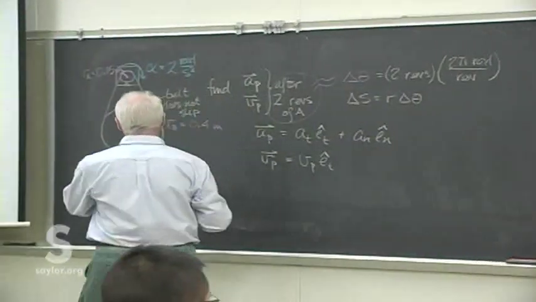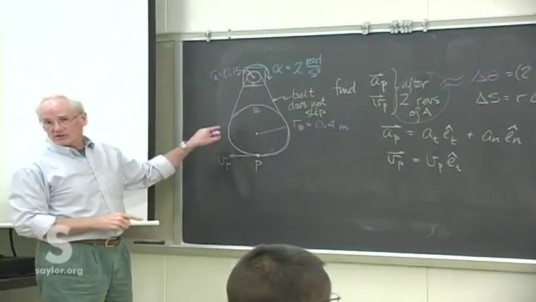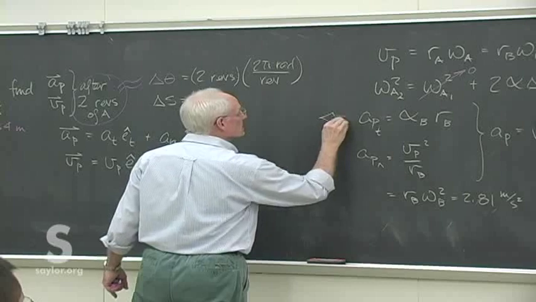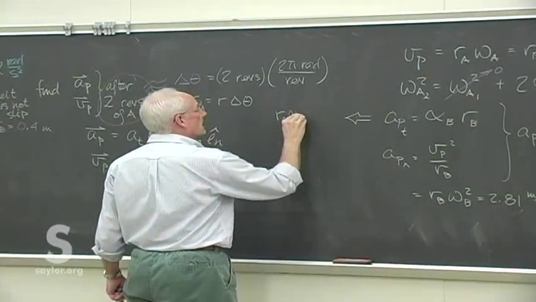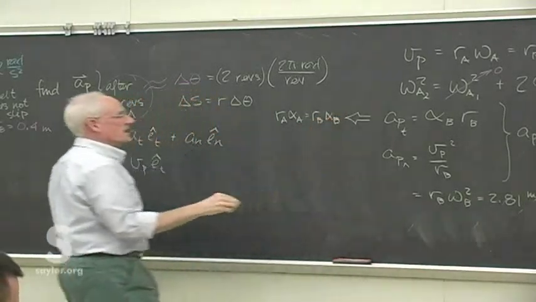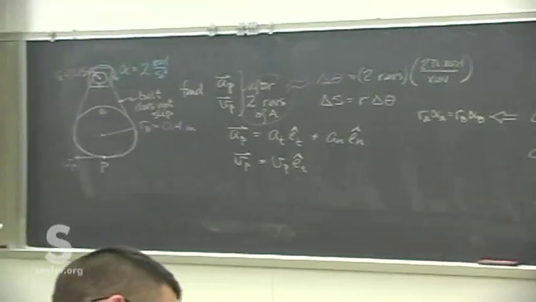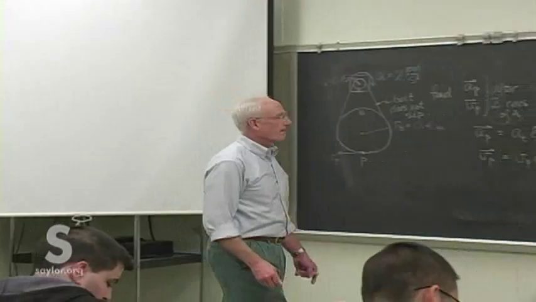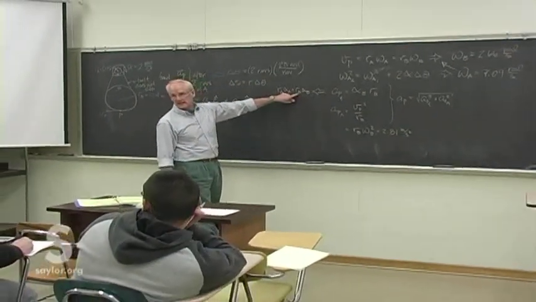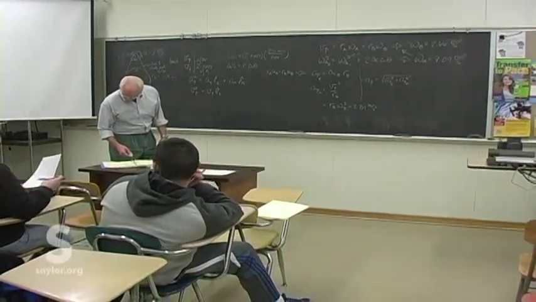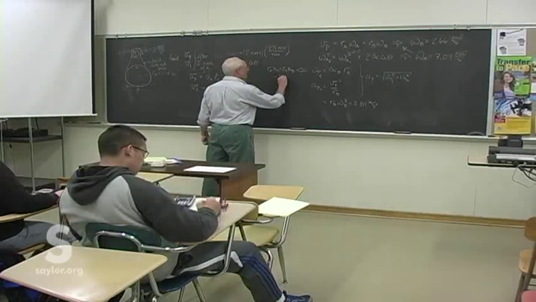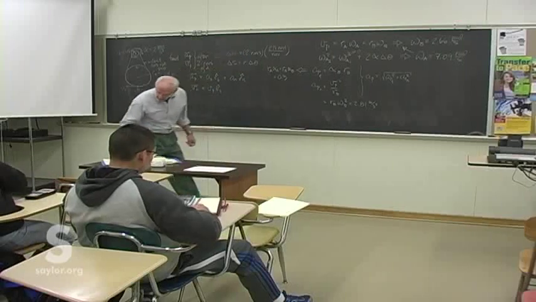The acceleration of point P is the same as the acceleration of any point on the belt. So we could have looked at it on the upper piece. Then we can get that with R_A alpha_A equals R_B alpha_B. We know alpha A, we know the two radii, we can find alpha B. In fact, we just need R_B alpha_B. We don't need to take that apart. We can just use it like that. So that should have been 0.3.